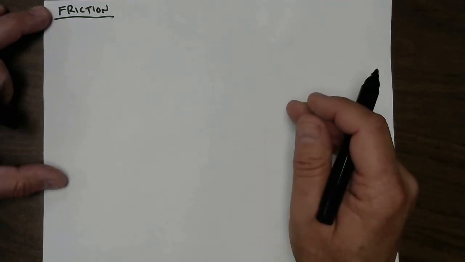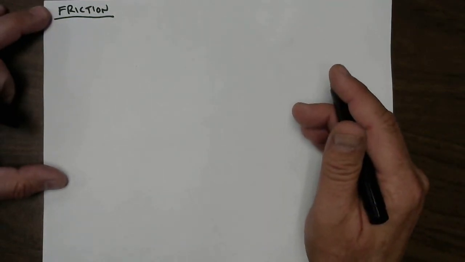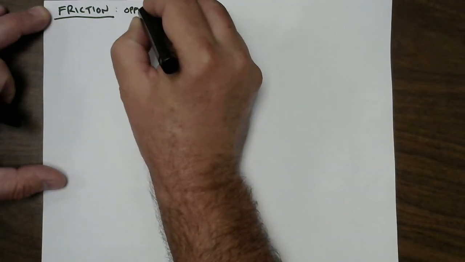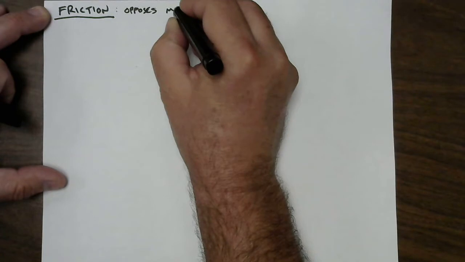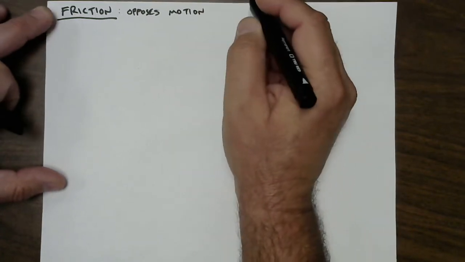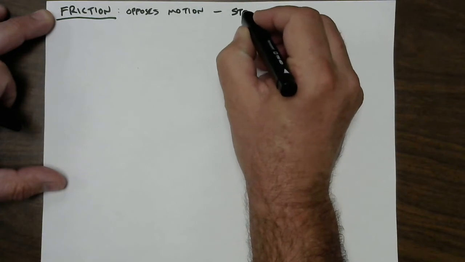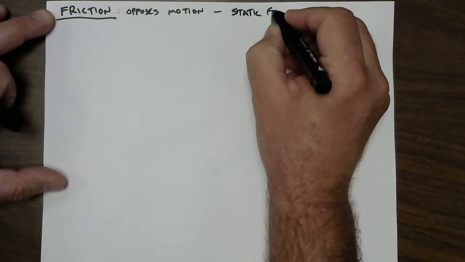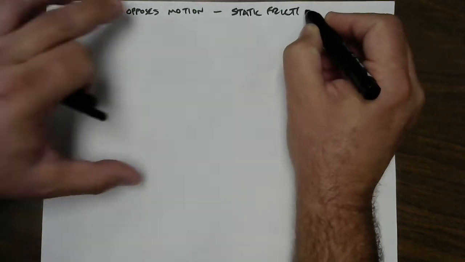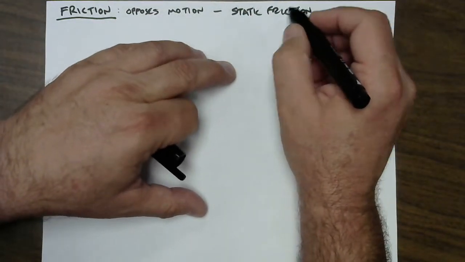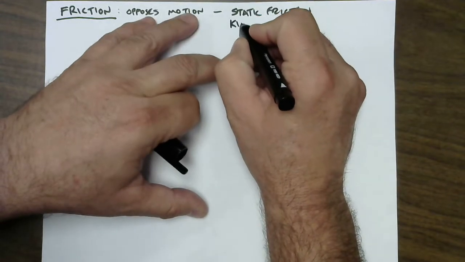Alrighty, we're going to talk for a minute about friction. Friction is a force that opposes motion. And there are two types of friction. There is static friction, and that's when two things are not moving relative to each other yet. And then there's kinetic friction.